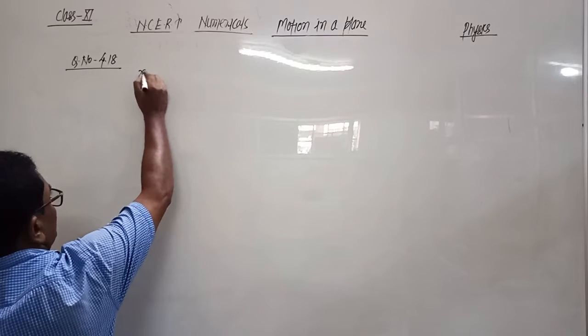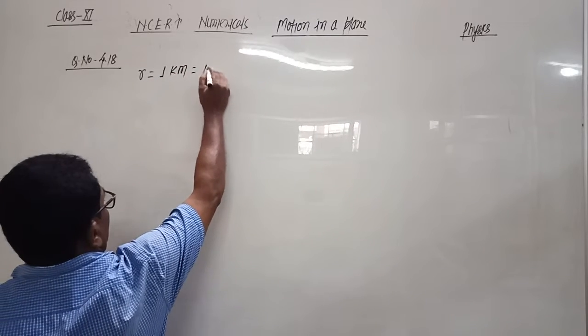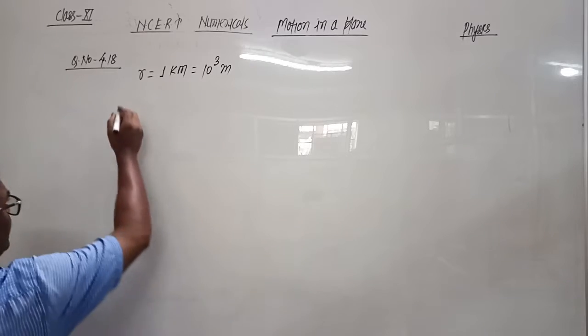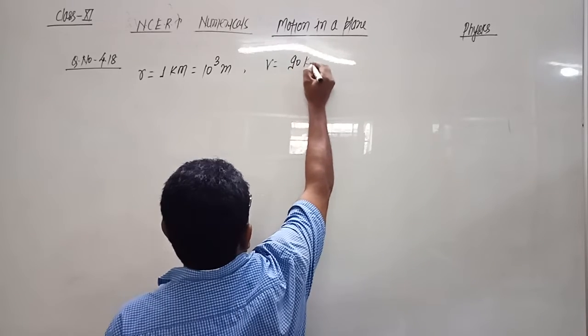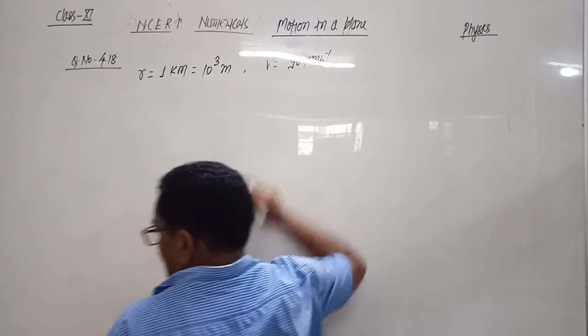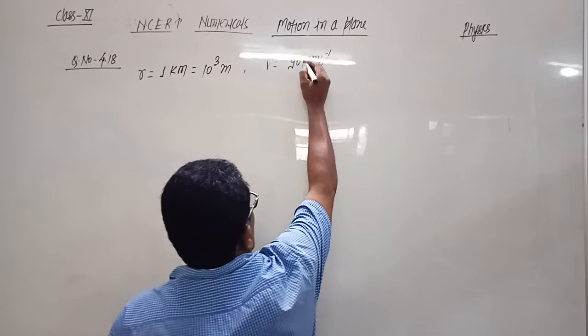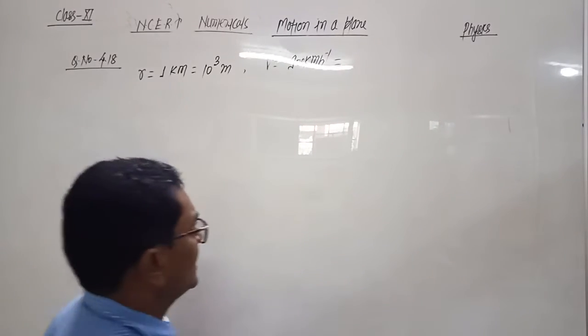The radius of the horizontal loop is given as 1 kilometer, and in meters this is written as 10 raised to the power 3 meter, with a steady speed of 900 km per hour. The speed is given, v equals 900 km per hour. So convert this kilometer per hour into meter per second.